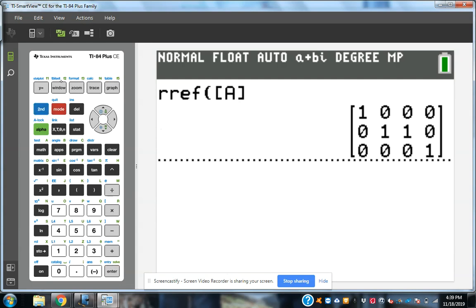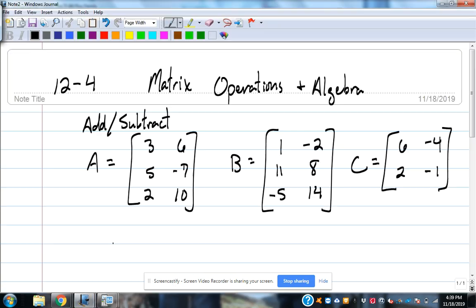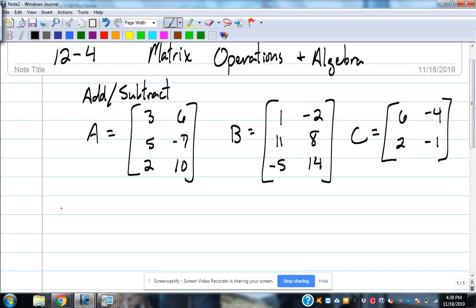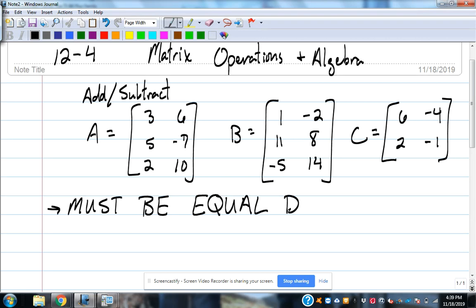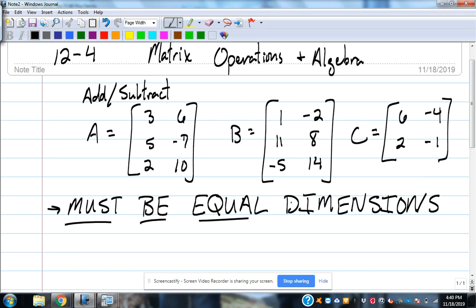All right, now I'm going to show you operations here and the rules for operations. So addition and subtraction must be equal dimensions. If they're not equal dimensions, that means rows and columns, then you cannot add and subtract them.